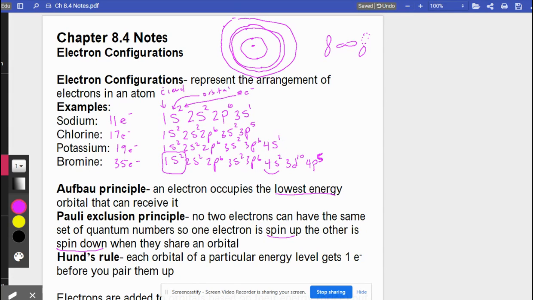And lastly, Hund's rule says that each orbital of a particular energy level gets 1 electron before you pair them up. So if I have the p orbitals, these little lines are representing my 3 p orbitals, each of these will get 1 electron in it before I pair them up. Okay, so if I'm drawing the orbital notation, you'll see in a second, they each get 1 electron. I would not put 2 electrons together when there are 2 open orbitals that are empty.